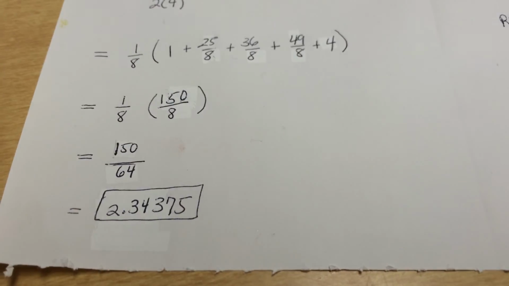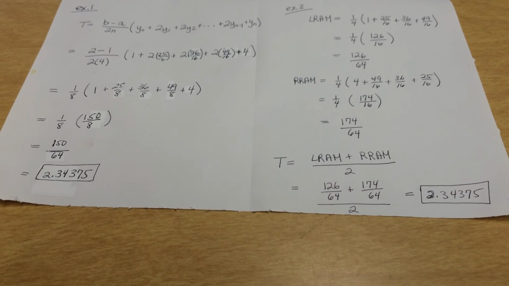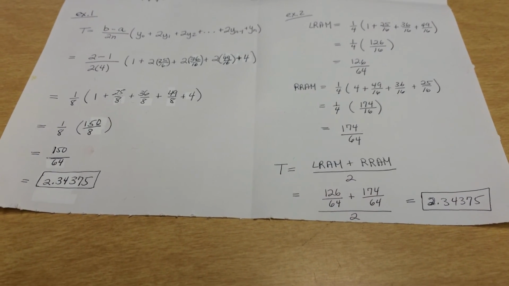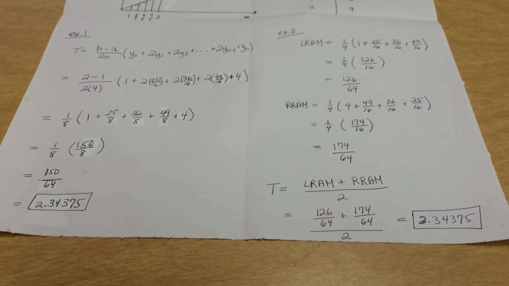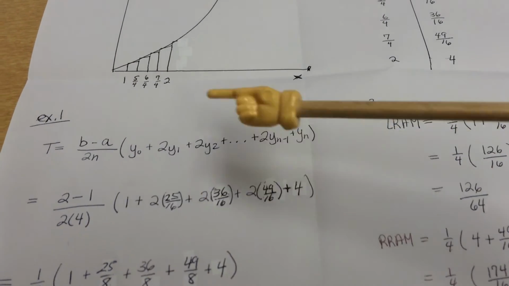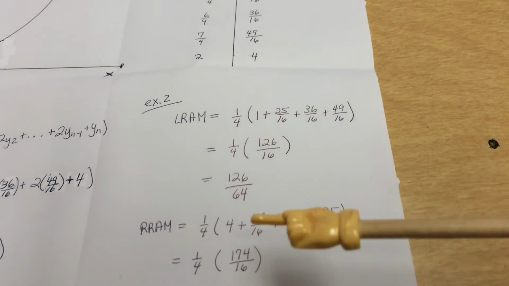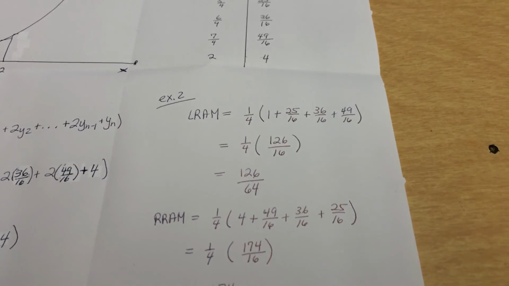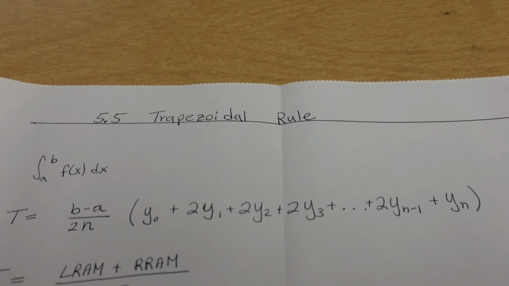Okay, so both methods should give us exactly the same answers. It's just depending on preference. Do you prefer to put it into the formula, which was example 1 right here, and just substitute it all in and then work it out? Or do you prefer doing the LRAM, RRAM, and then basically taking the average of those? Okay, so that's the trapezoid method that we're going to work on now.